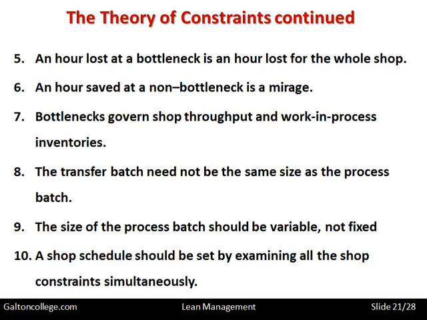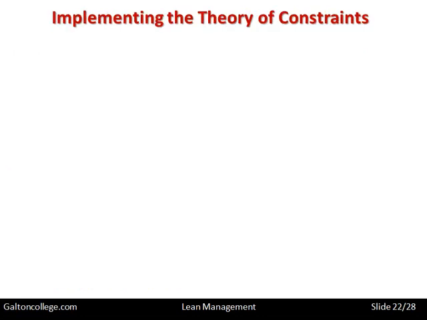Now let's look at implementing the theory of constraints. Well, first of all, identify the system's constraints. So it's important to be aware of the shortcomings of the system, be aware of where constraints exist, and management should concentrate and focus on those areas and try to find solutions or ways to alleviate the problems caused by the constraints.